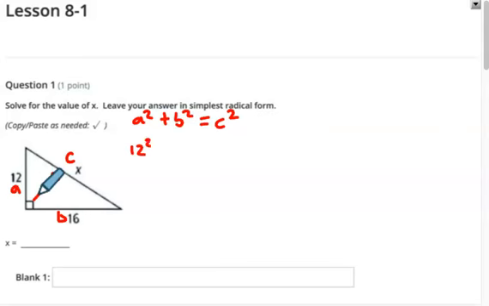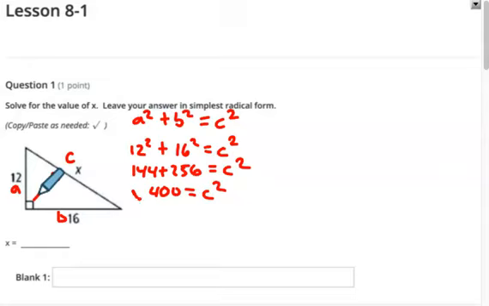So for this one, we have 12 squared plus 16 squared equal to c squared. We're squaring those and then adding them together. So we have 144 and 256 that we need to add together. This one comes out to 400. We take the square root of both sides, and we have that c is equal to 20. This one doesn't have a square root in it that we need to reduce. We just have 20 as the square root of c squared.